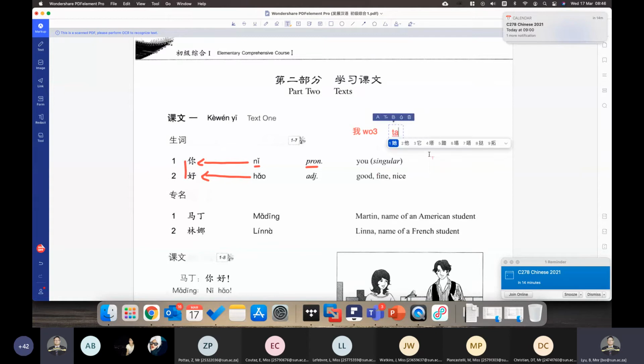How do we say he or she? Interestingly, this is something influenced by the European language. Chinese ancestors don't distinguish he, she, it, but we do now.